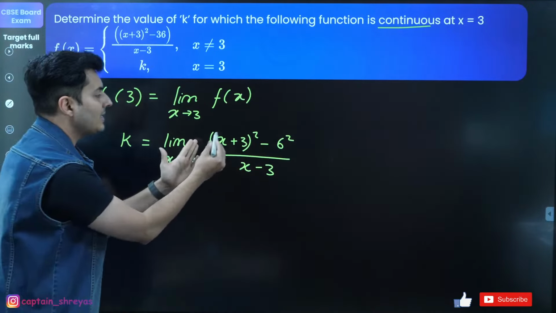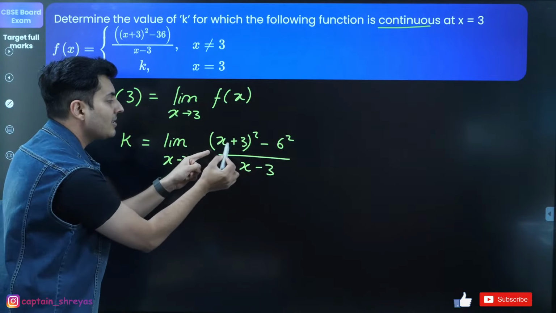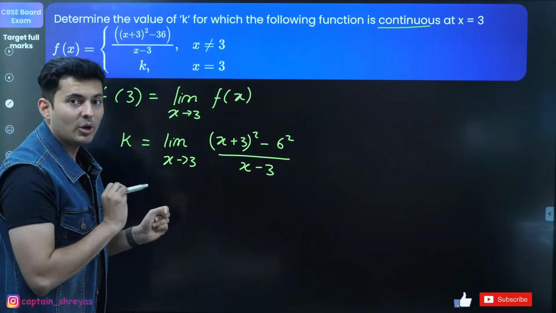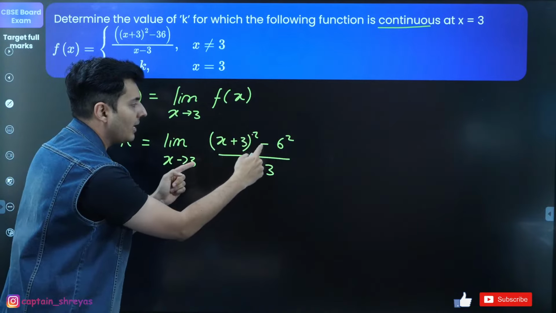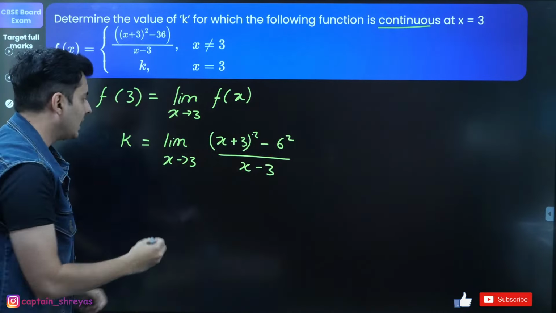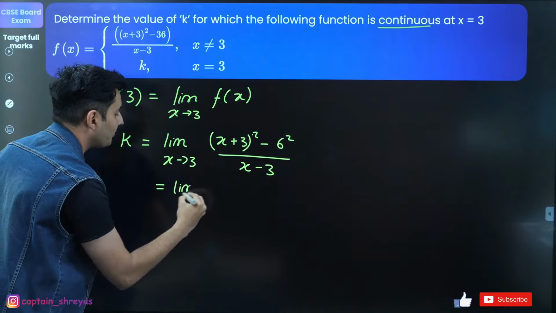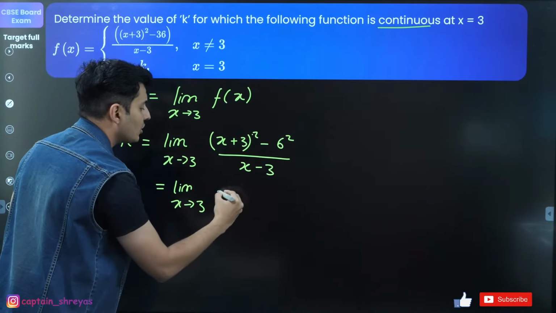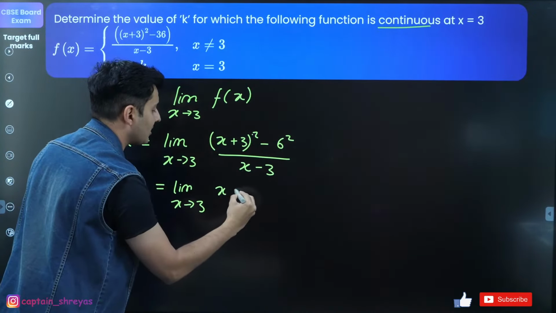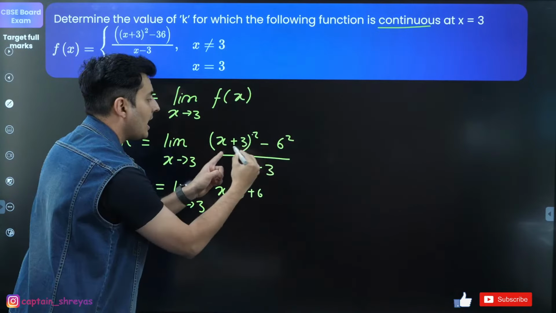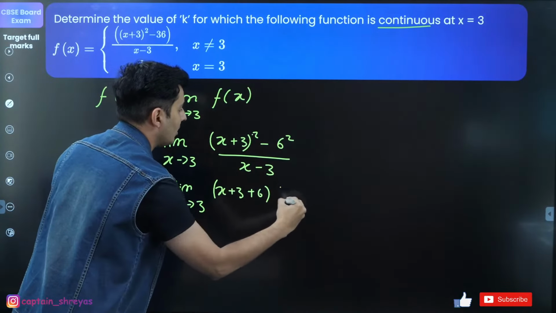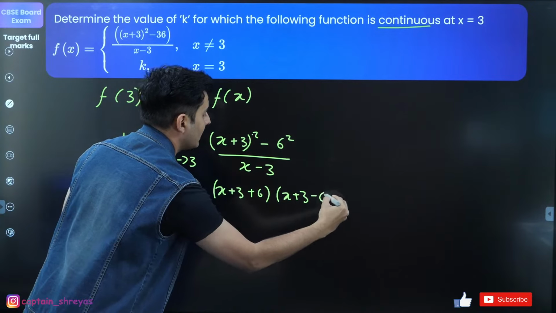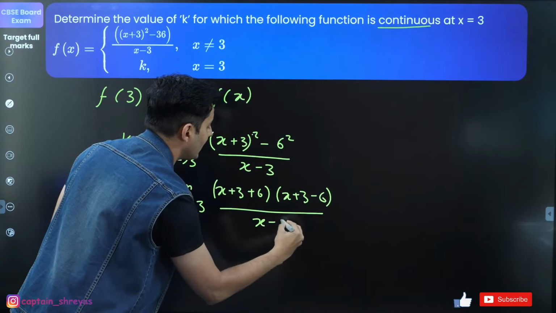So maybe I can see this expression as a square minus b square. How many of you are able to see that? This is a square minus b square. So guys, this will become limit x tends to 3, correct? This will become a plus b, that means x plus 3 plus 6, times a minus b, that will be x plus 3 minus 6, the whole thing divided by x minus 3.